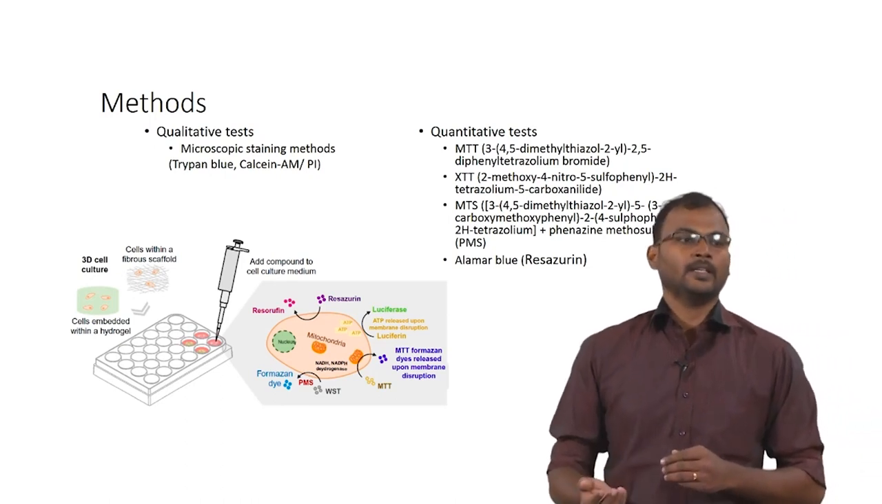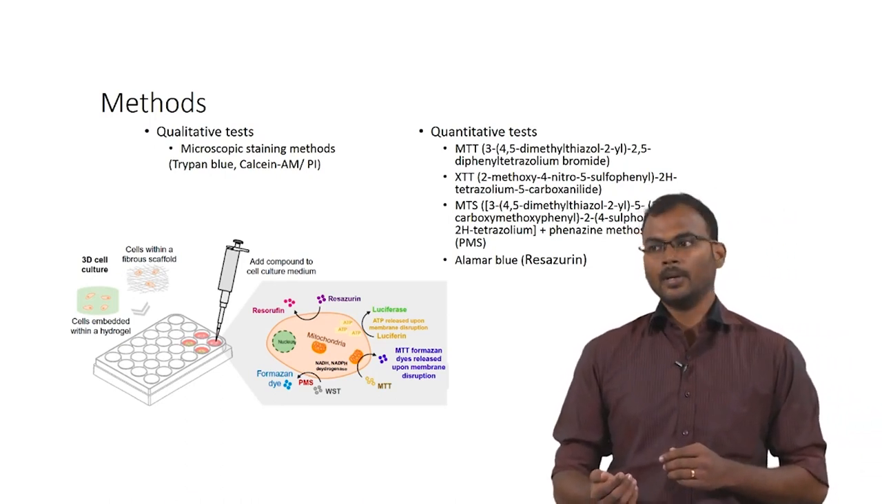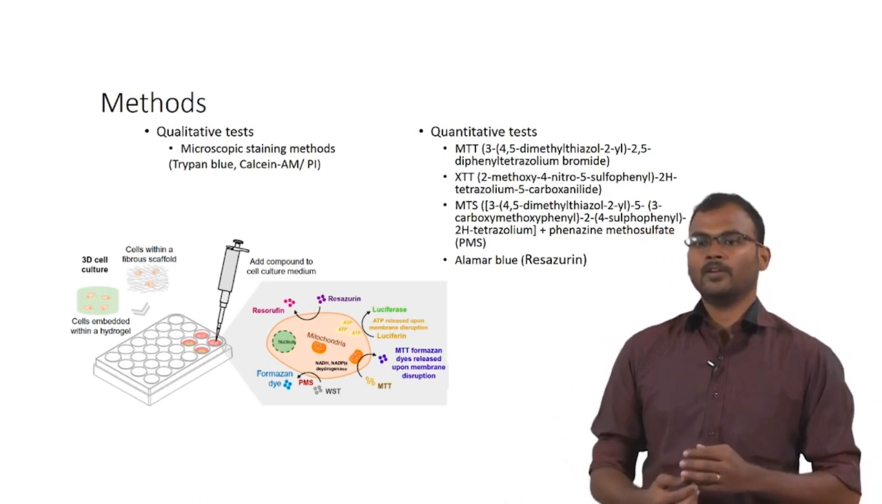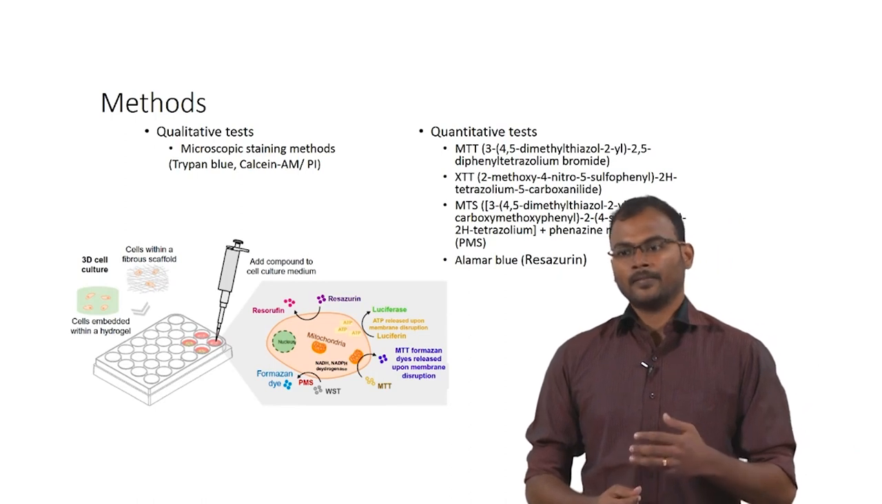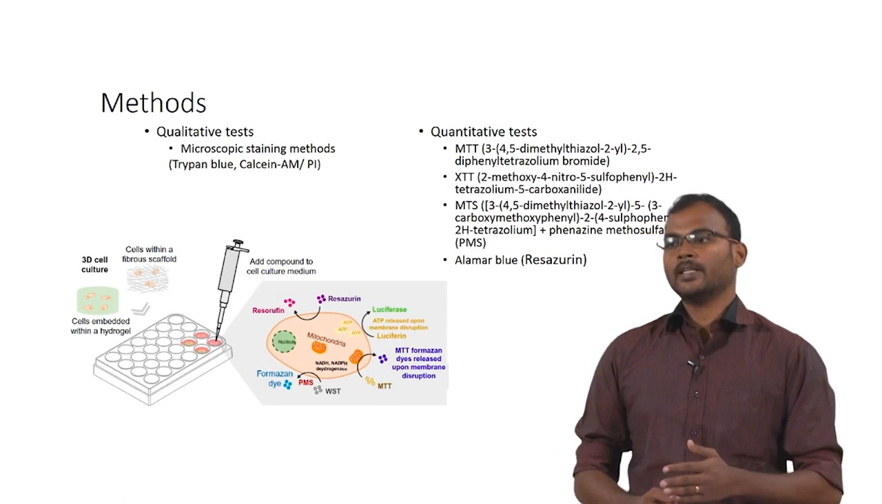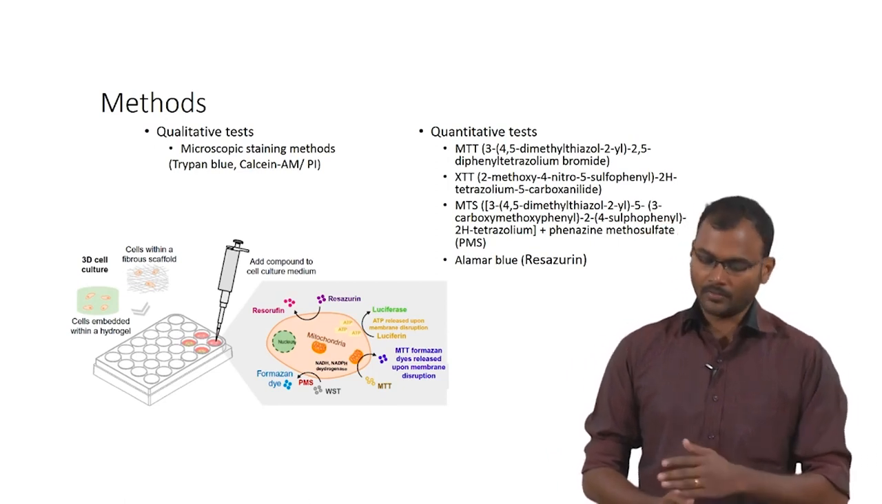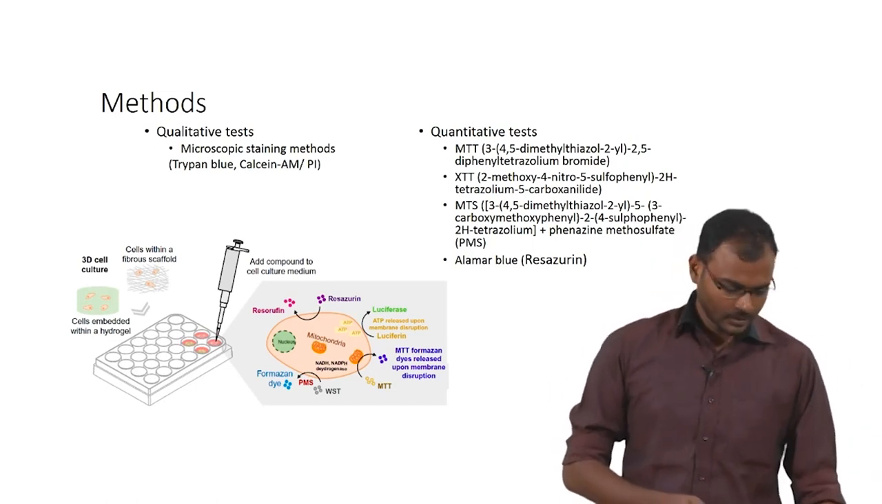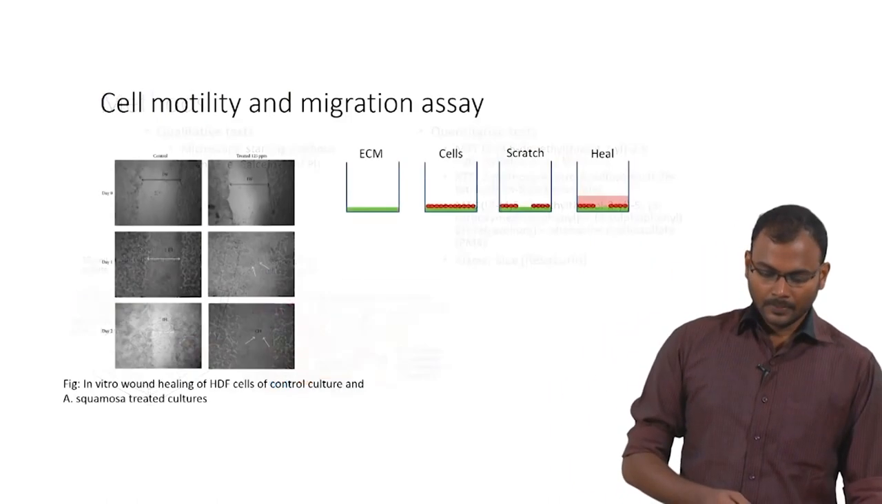If your material is changing the media pH or adding any other colorimetric value to the system, then the results obtained can be a false positive. To avoid that, we should always have the control in all of the assays. So, these are the methods for cytotoxicity.